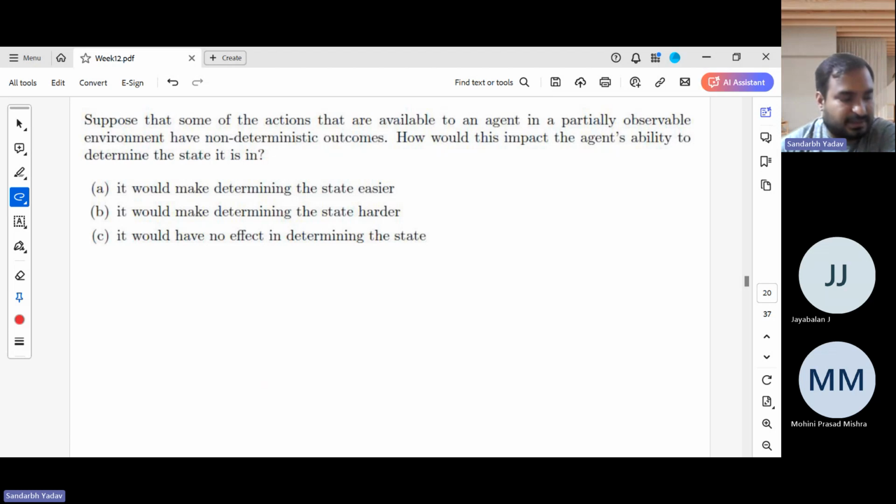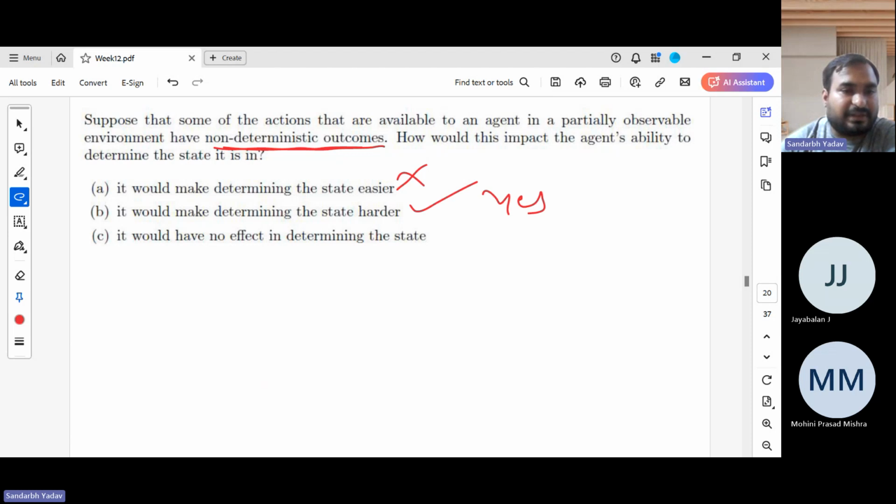Suppose that some of the actions that are available to an agent in a partially observable environment have non-deterministic outcomes. So remember, in the last example I mentioned that they have deterministic outcomes, but here they are saying that they have non-deterministic outcomes. How would this impact the agent's ability to determine the state it is in? Would it make determining the state easier? Definitely not. It would make determining the state harder, yes.